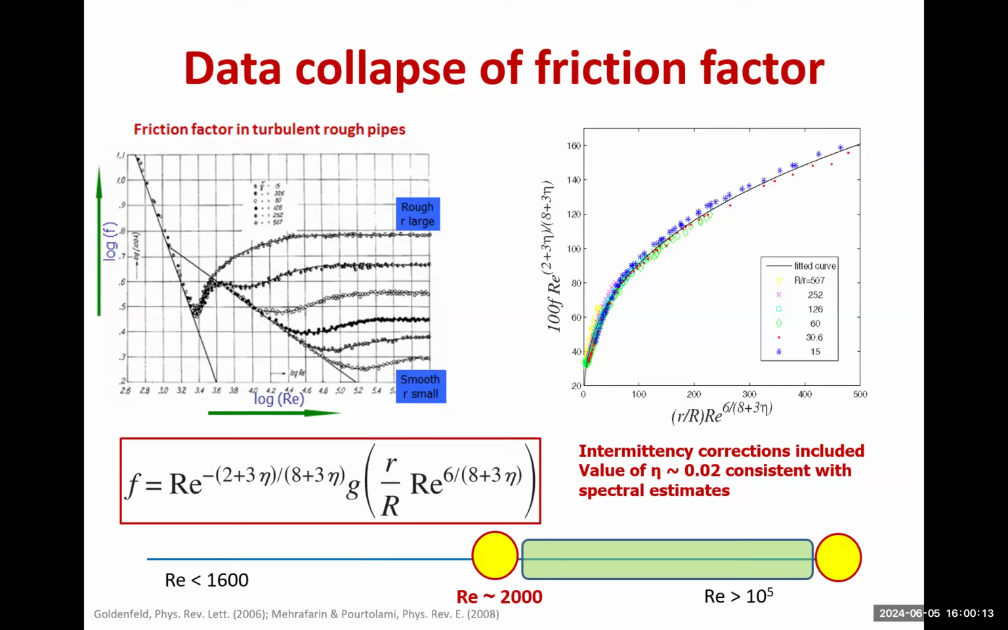And if you work out the theory, you get a formula that looks like this, and this eta is the intermittency exponent I told you about before, the one that is the slight deviation from Kolmogorov.